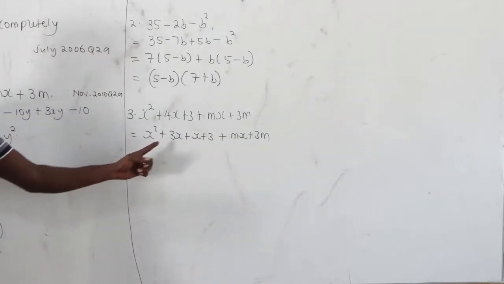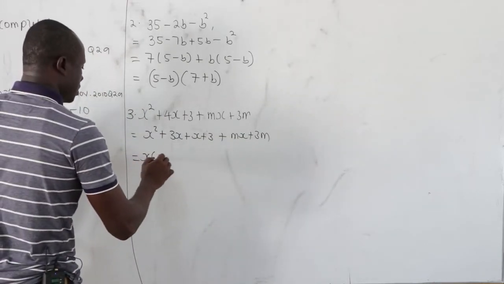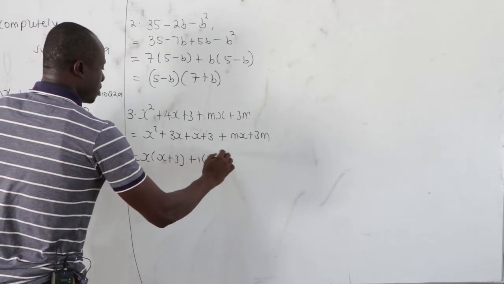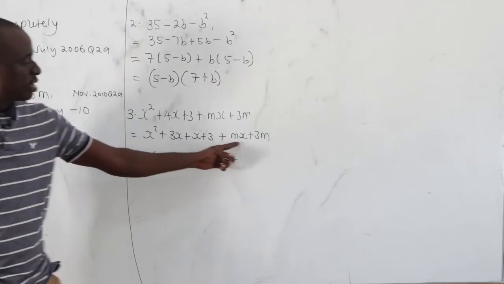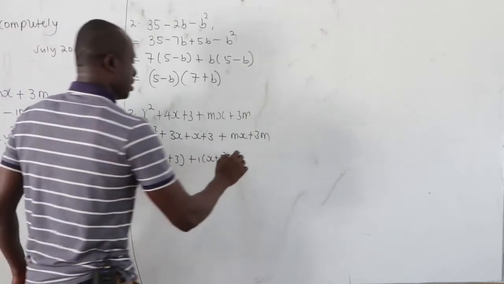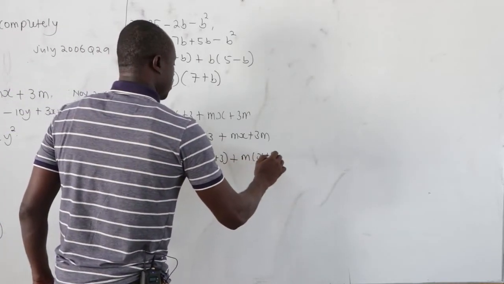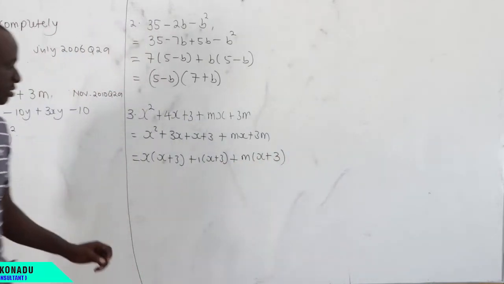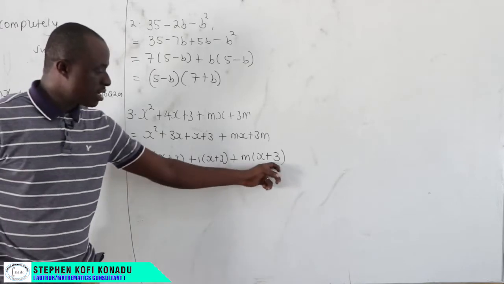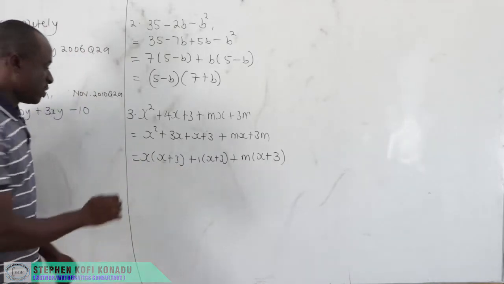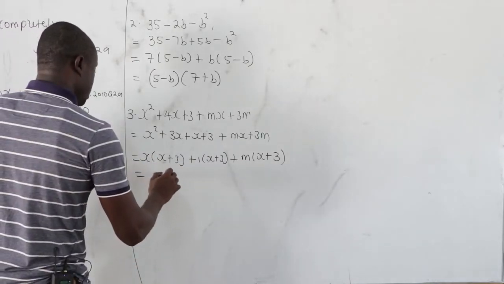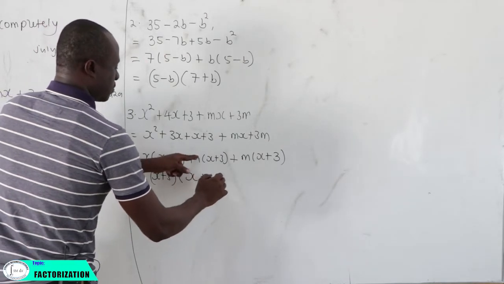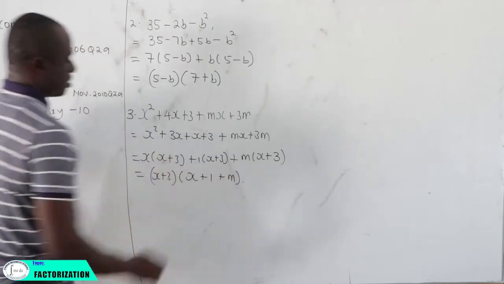Now what is common? Taking the first 2, clearly x is common, so we have x times x plus 3, plus 1 times x plus 3. And then this, what is common? m is common. So when you factorize m out, what do you have? x plus 3, because m is out. So you can see x plus 3 being a common factor. Let's bring the x plus 3 out. So we have x plus 3 out, and what do you have here? x plus 1 plus m.